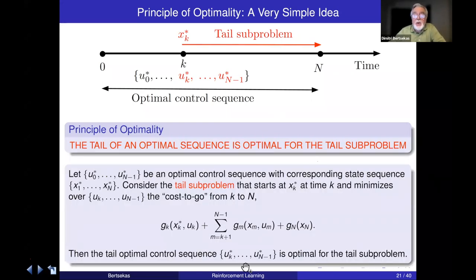So this is a statement of the principle of optimality with a lot of words, but basically it says what we discussed. If you have an optimal control sequence with a corresponding state sequence, consider the tail subproblem that starts at xk star and minimizes over the remaining controls the cost to go from time k to time n. Then the tail optimal control sequence is optimal for the tail subproblem.